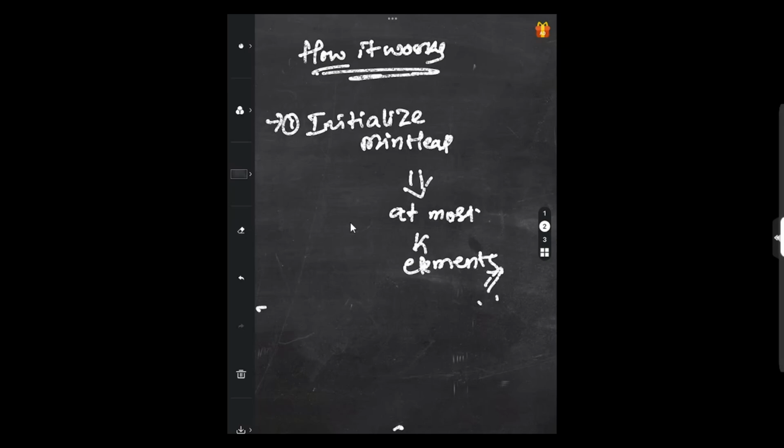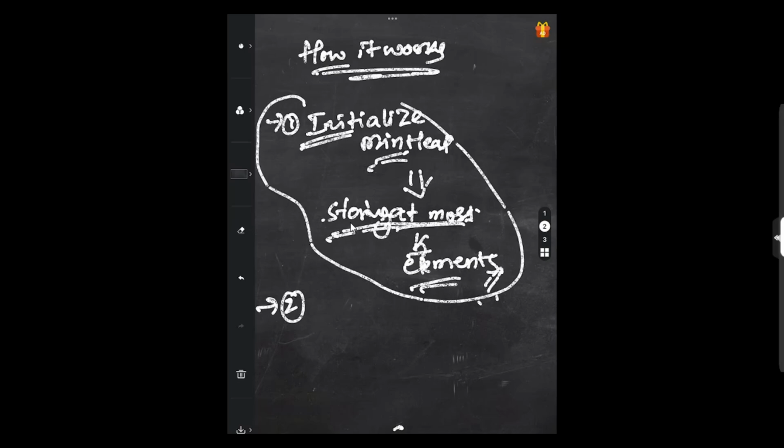This is the first step. And what will be the second step? Again, the first step is we are initializing the min heap, which means we are storing at most k elements. So the next step is the add operation. This is the initialization part. In the question we have initialization and add operation. Just remember this for the initialization.